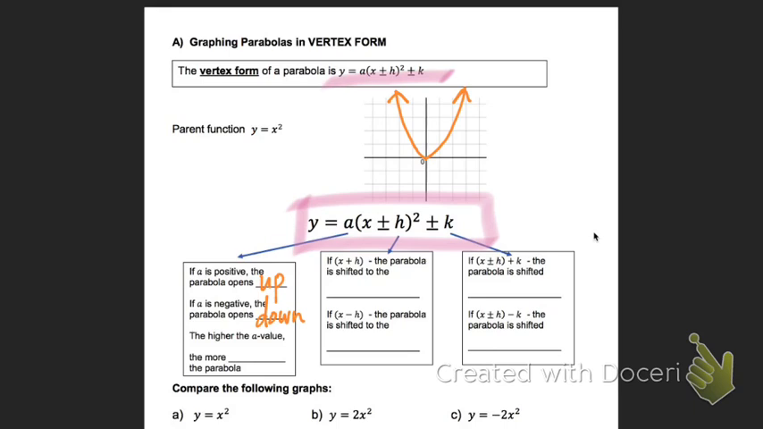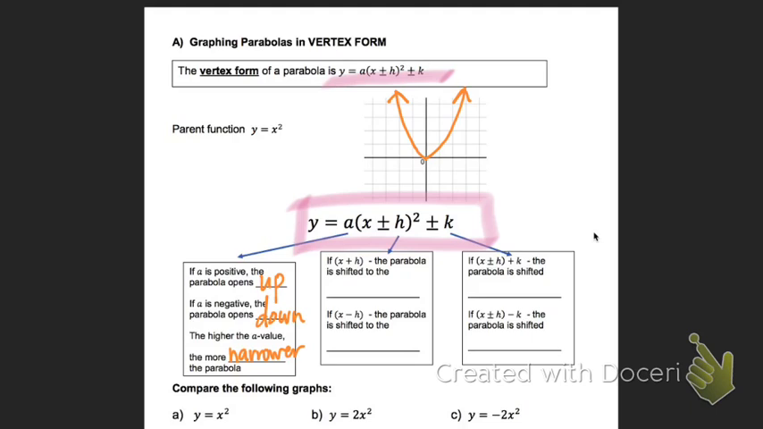Alright, the A value. And remember, if your number was increasing, like going from 1 to 2 to 3 to 4 to 5, it gets narrower. What I meant to say was narrow. Did she just take the quiz? She did.